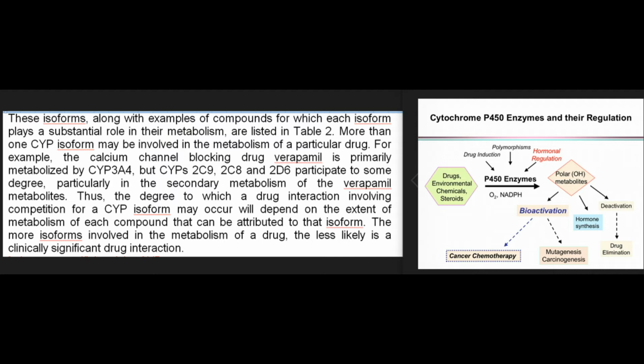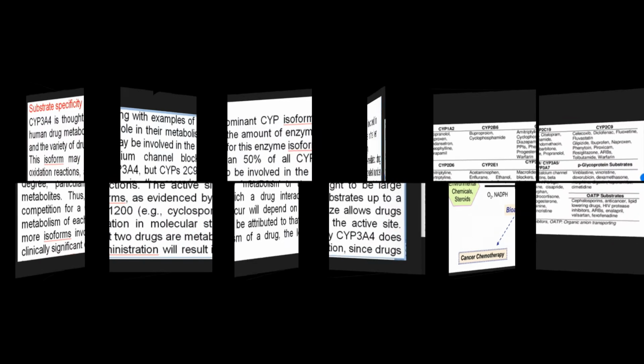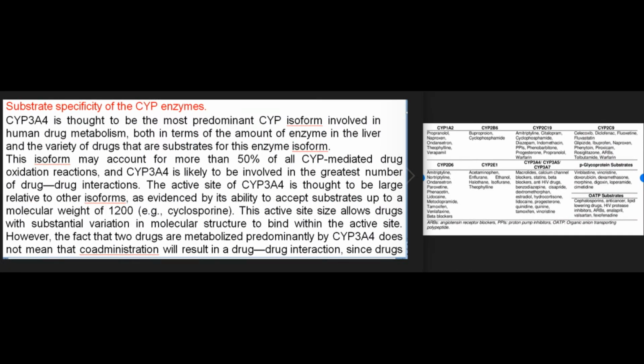Thus, the degree to which a drug interaction involving competition for a CYP isoform may occur will depend on the extent of metabolism of each compound that can be attributed to that isoform. The more isoforms involved in the metabolism of a drug, the less likely is a clinically significant drug interaction. Substrate specificity of the CYP enzymes.